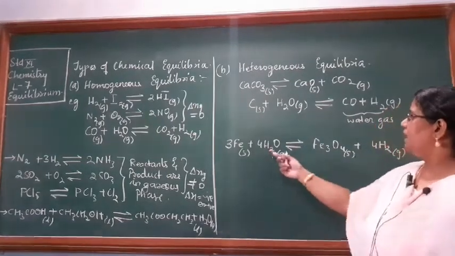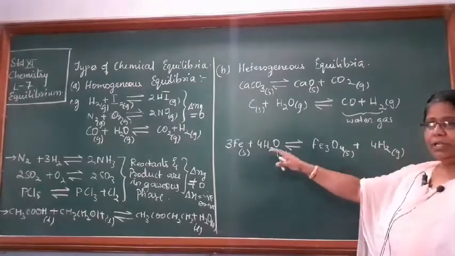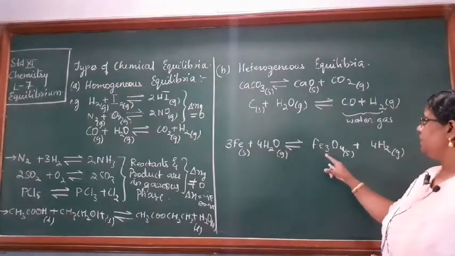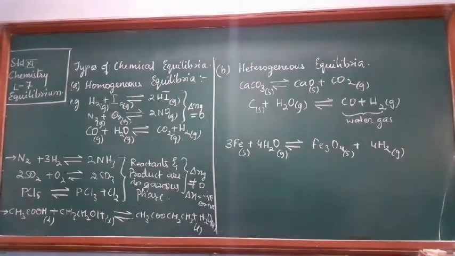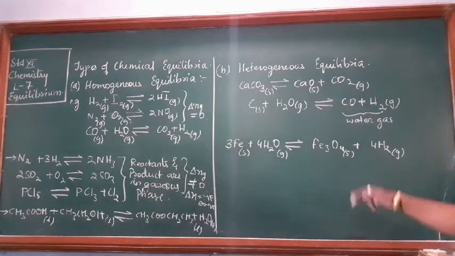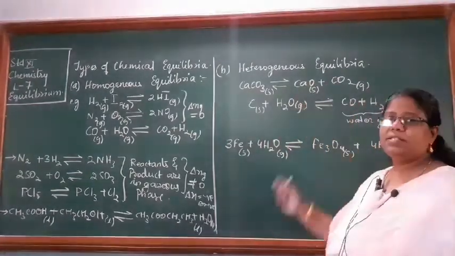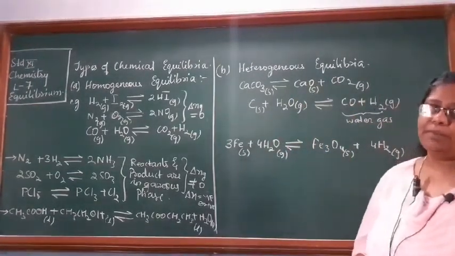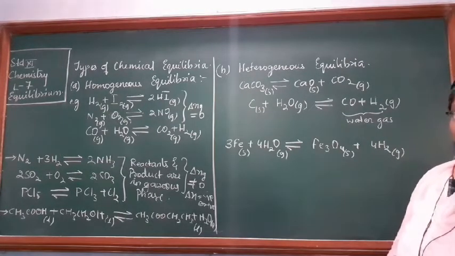Okay. Another reaction: Fe, which is solid, reacting with steam to give you Fe3O4 solid plus H2 gas. So here also you will find two phases, solid and gaseous phase both. So the equilibrium established in such reactions is called heterogeneous equilibria. Okay. Now how we write their Kc and Kp, that you should be knowing.